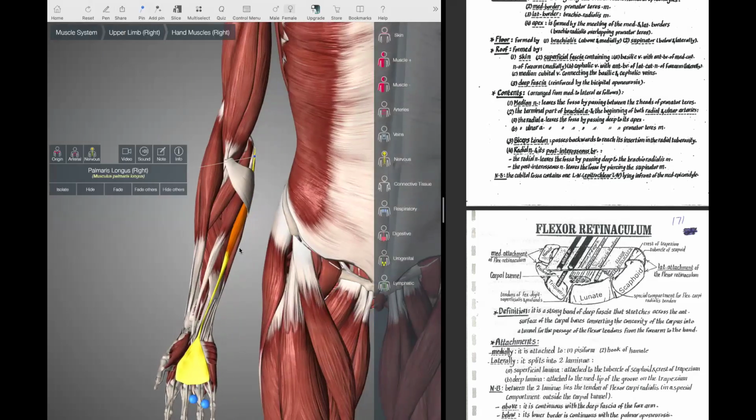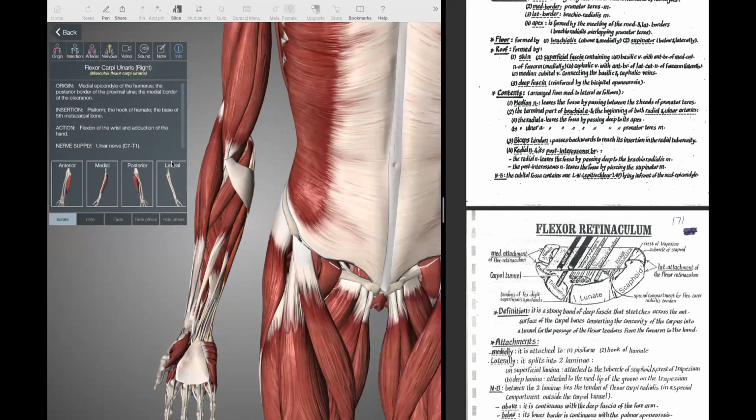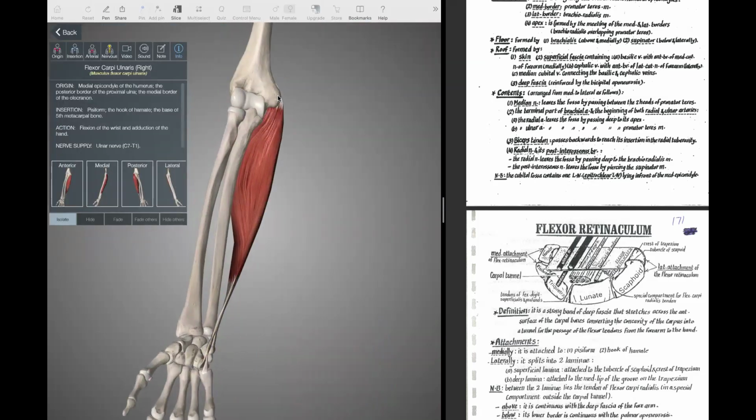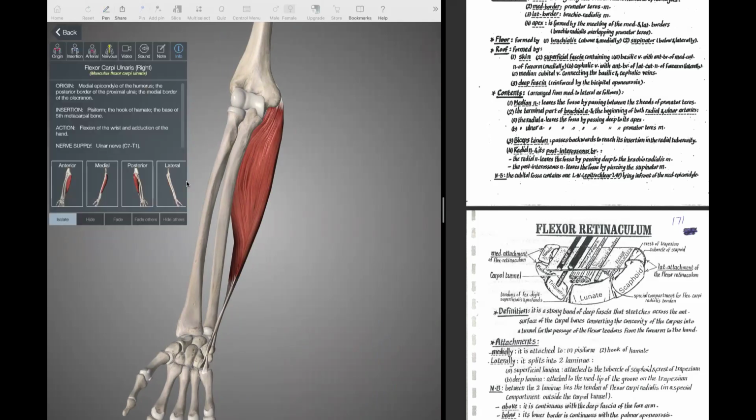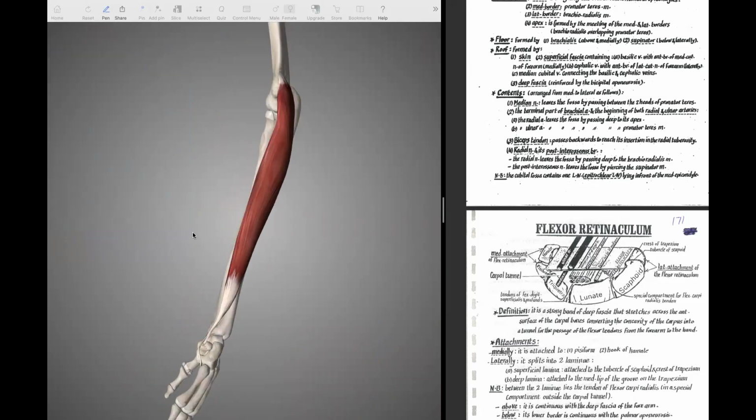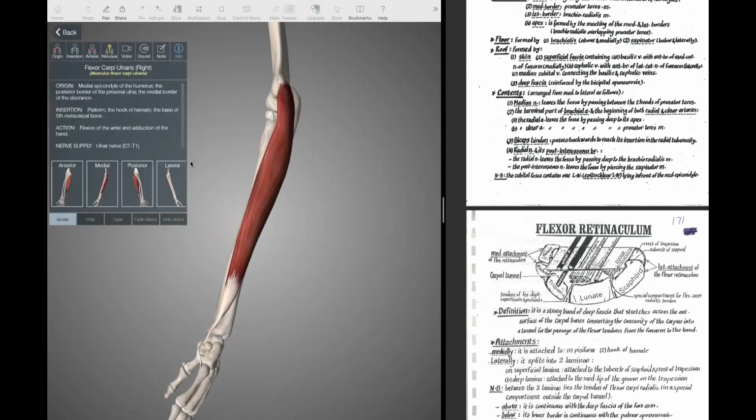Okay. Now last one. Flexor carpi ulnaris. Origin, medial epicondyle, insertion, pisiform and hook of hamate. Action, flexion of the wrist and adducts. See, it adducts now, towards the body, or it can flex the hand. Nerve supply median.